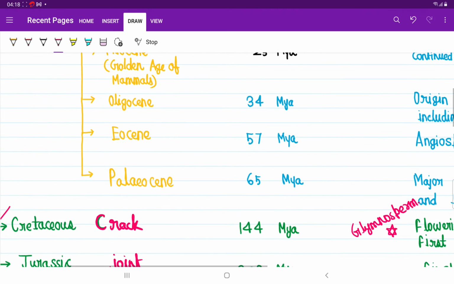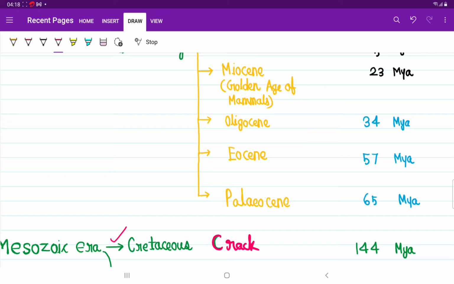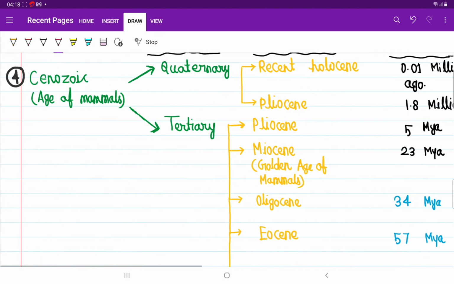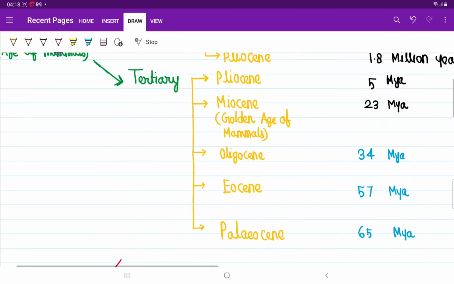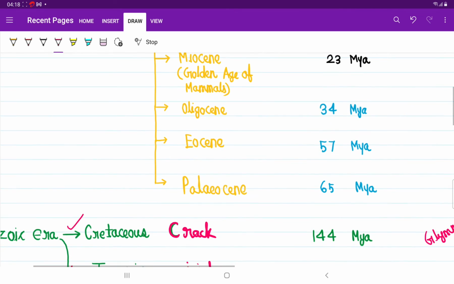The next one is the Cretaceous period. Next one is our Cenozoic era. In the Cenozoic era, we have the first period that's called Tertiary. This Tertiary has different epochs.